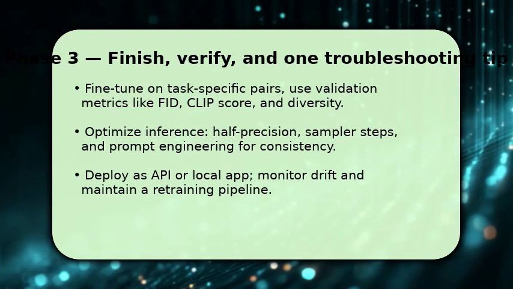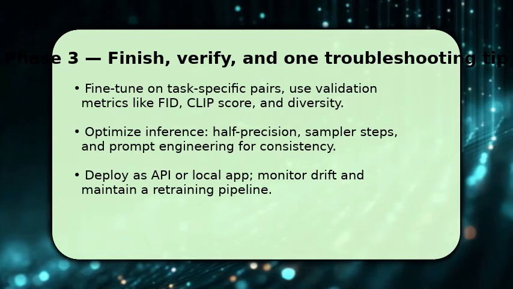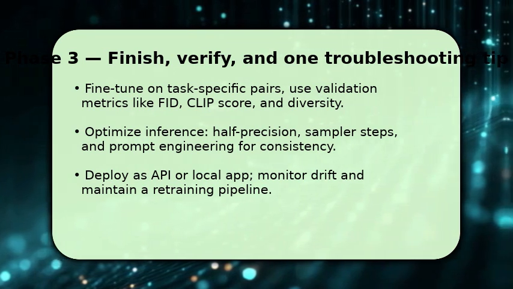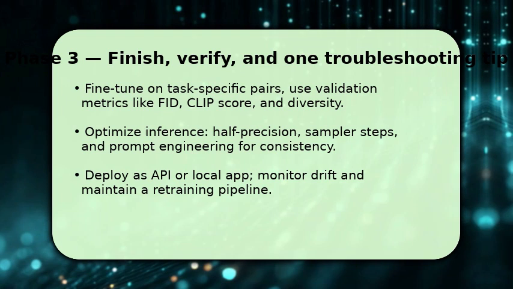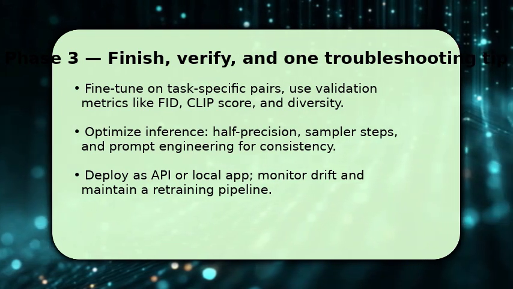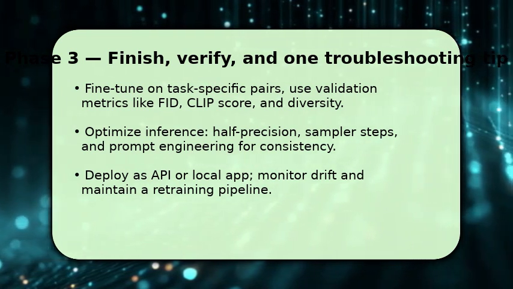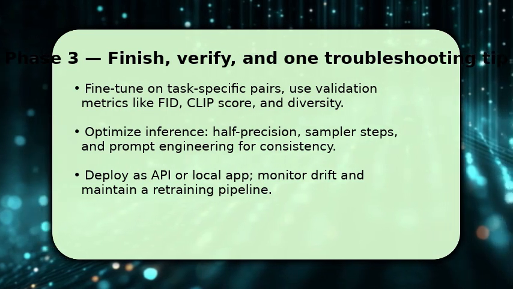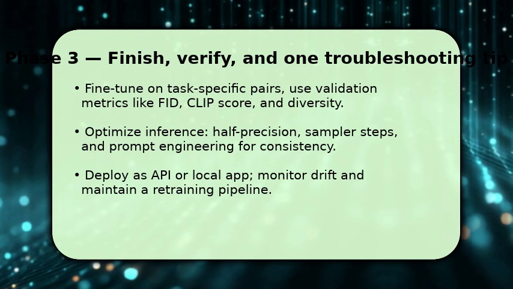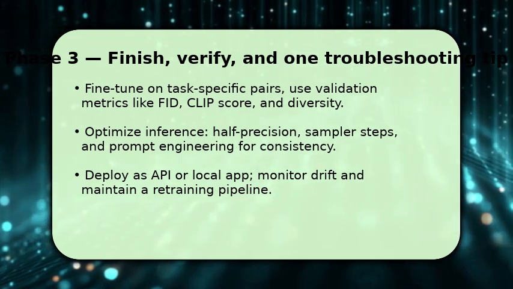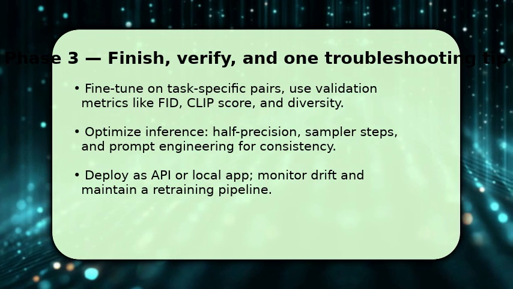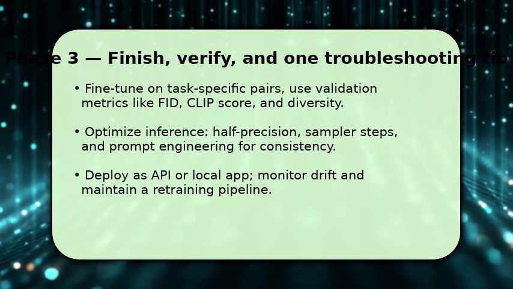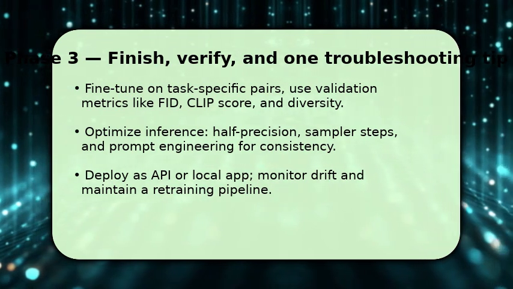You finish by fine-tuning on your target dataset, monitoring FID, clip similarity, and diversity to guide hyperparameter tweaks. Once validation is stable, optimize inference with half precision, tune sampler steps, and craft prompt patterns that produce consistent outputs. Deploy the model behind an API or integrate into an app, and make sure to collect user feedback. If outputs degrade, check data drift, overfitting, or tokenizer mismatches. Retrain on a balanced sample or increase regularization to resolve common failures.